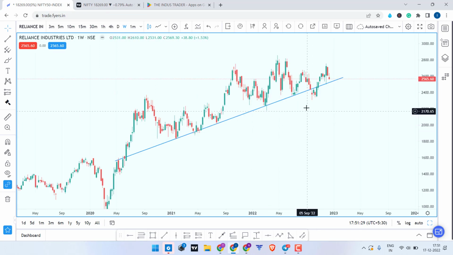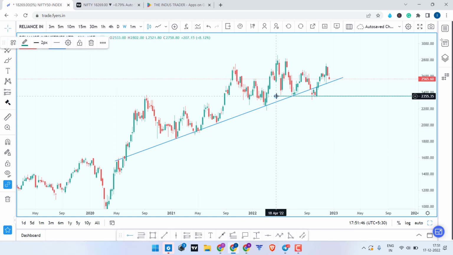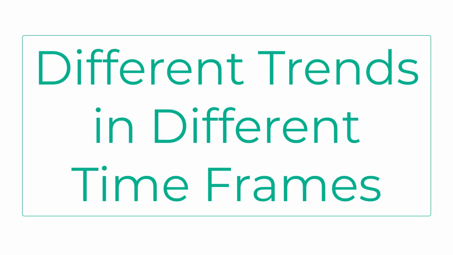Did the trend reversal happen here? Did the formation change from this higher high, higher low structure to lower low, lower high? No, because if you see, if I draw a trend line here, it did not break our value area, that is the higher low.